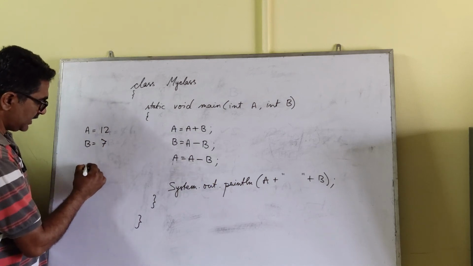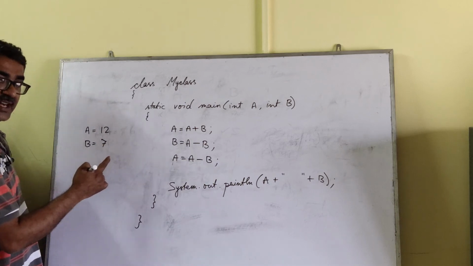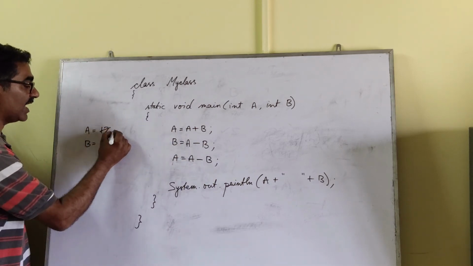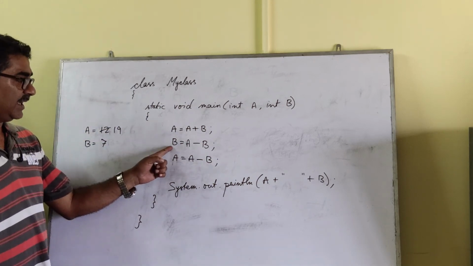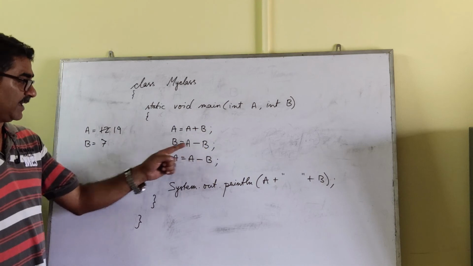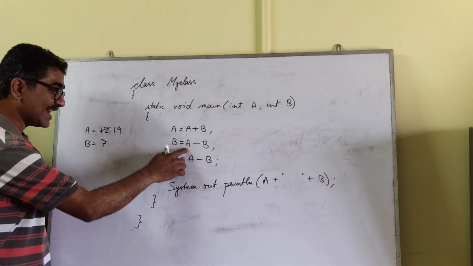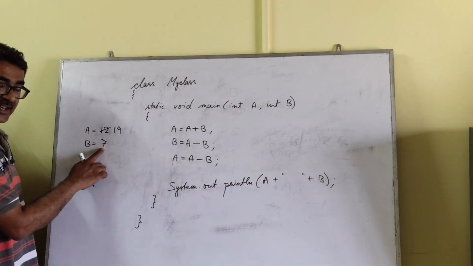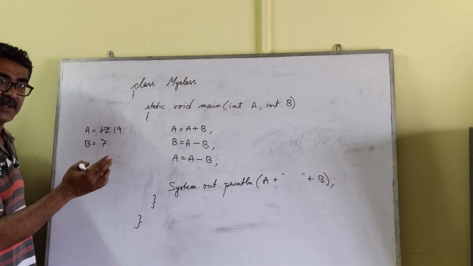So now 12 plus 7 gives you 19, and this value 19 is assigned back to the variable A. So the value of A is 19. Now look at the next statement: B equal to A minus B. Currently the value of A is 19, no longer 12. So 19 minus the current value of B. What is the current value of B? It's 7. So 19 minus 7, that is, the value of B will be 12.